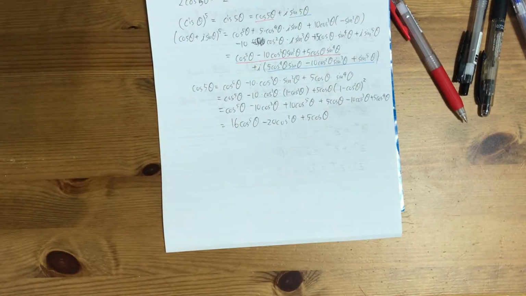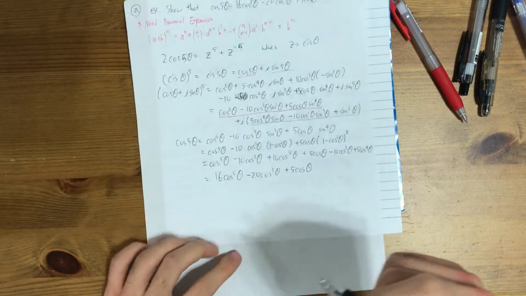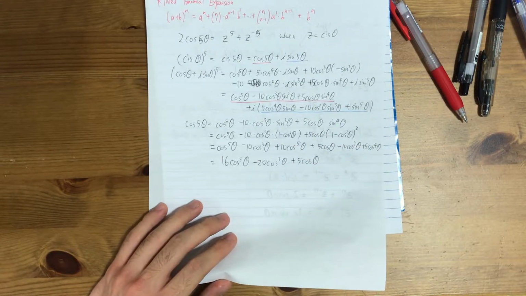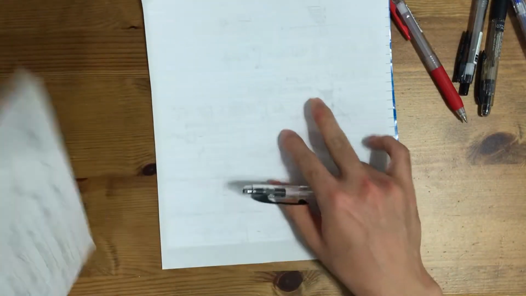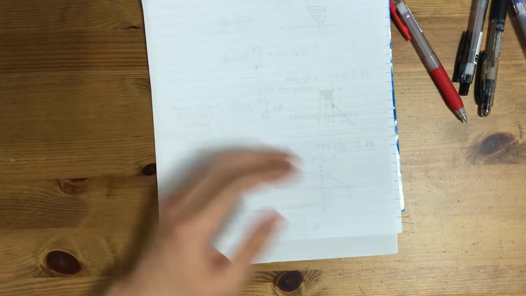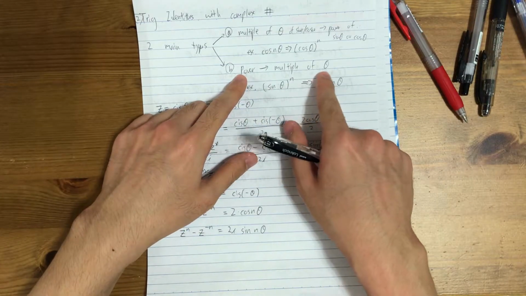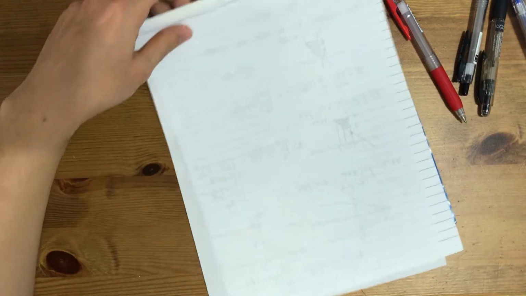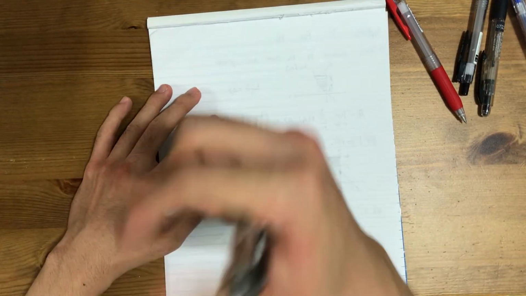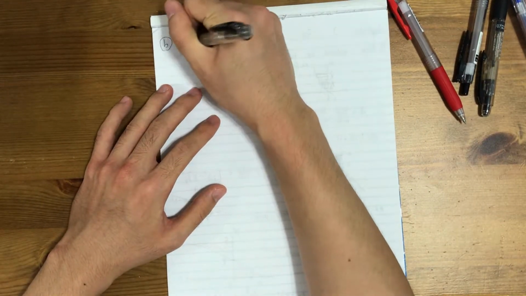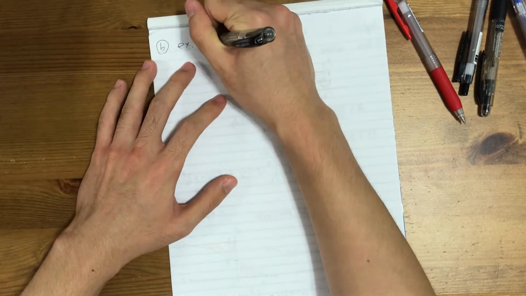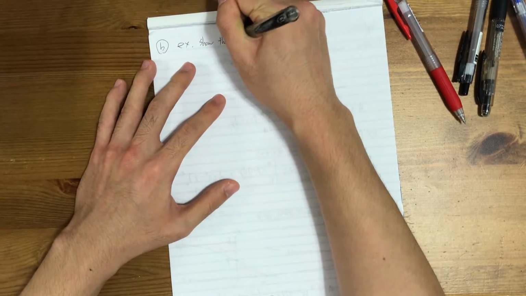So that's the first example. Then for the second example, we have to convert from power to multiple of theta. So let's try an example like show that.